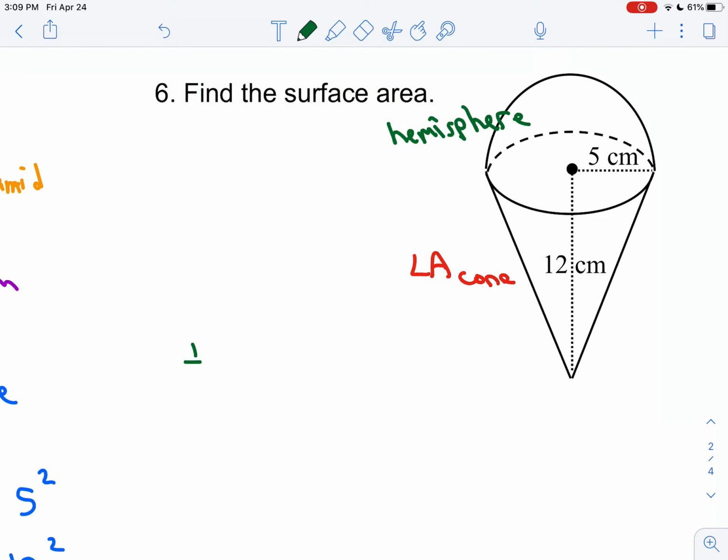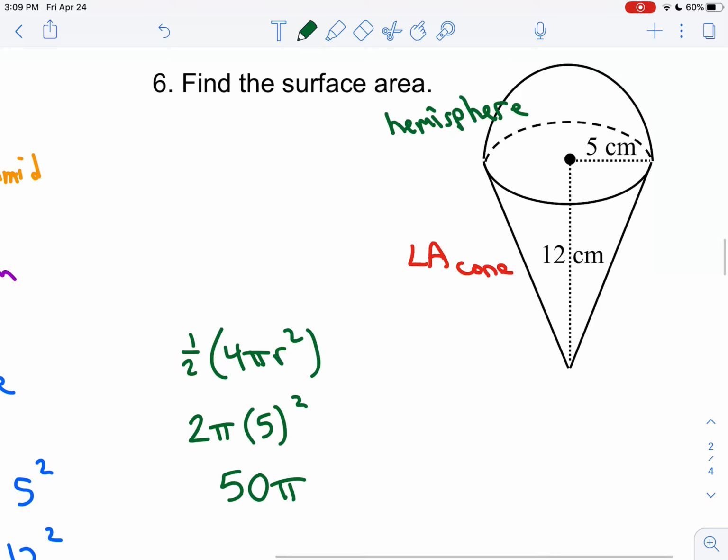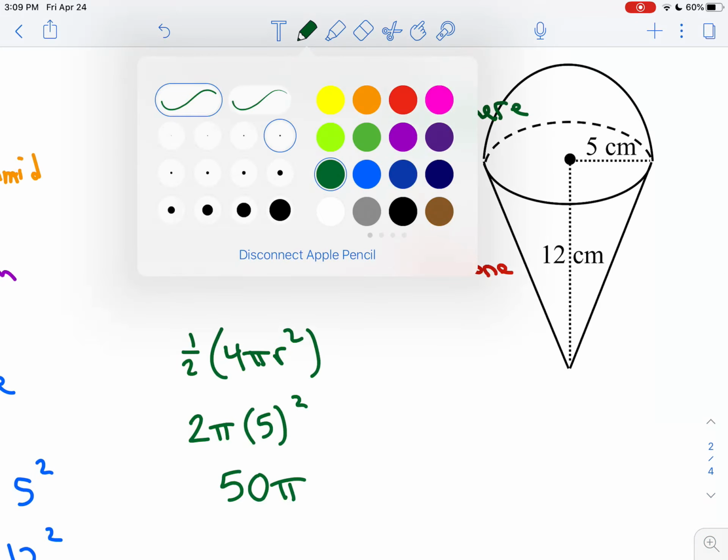The sphere, I should have made the ice cream green. That looks kind of gross. 1/2 4 pi r squared. So that's going to be 1/2 of 4 is 2 times pi. The radius was given. Awesome. And so that's 25 times 2. So 50 pi. Just to cover the outside of your ice cream. Maybe we're going to dip our ice cream in chocolate.